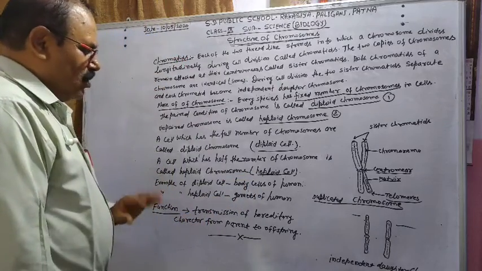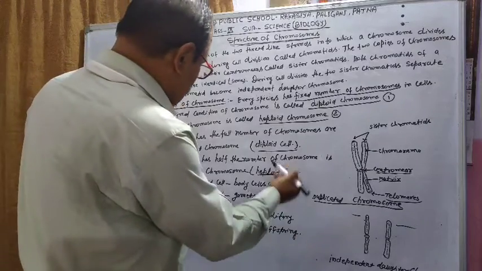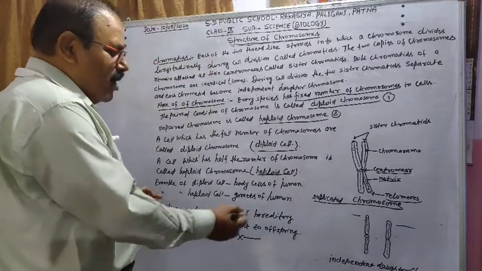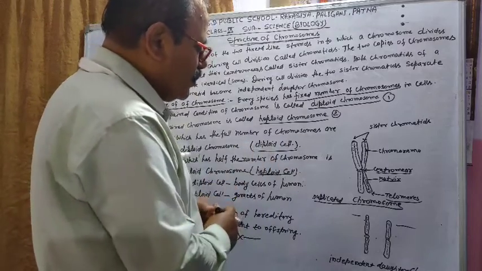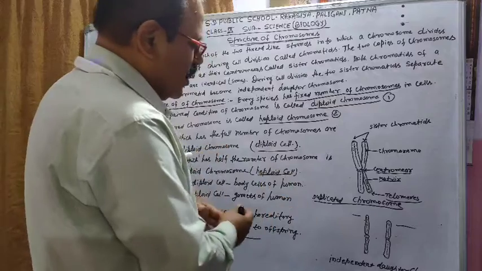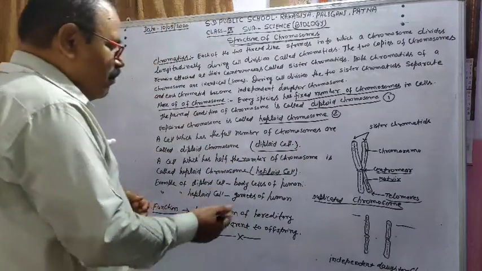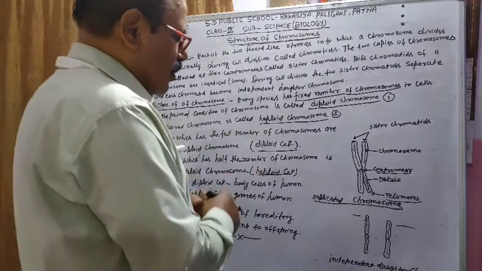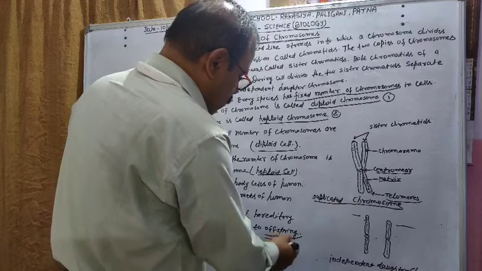Function of chromosomes: transmission of hereditary characters from one parent to offspring. Chromosomes transfer the characters of parents to their offspring. Offspring means newborn, new generation.